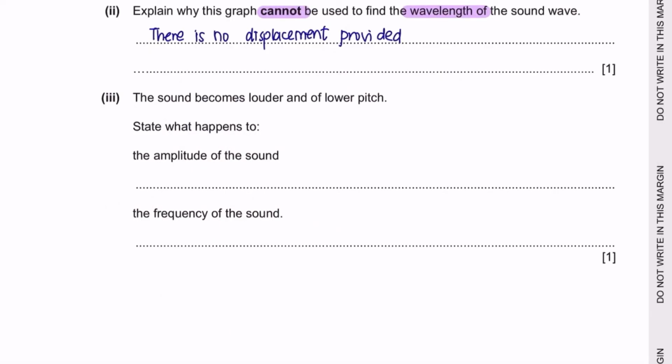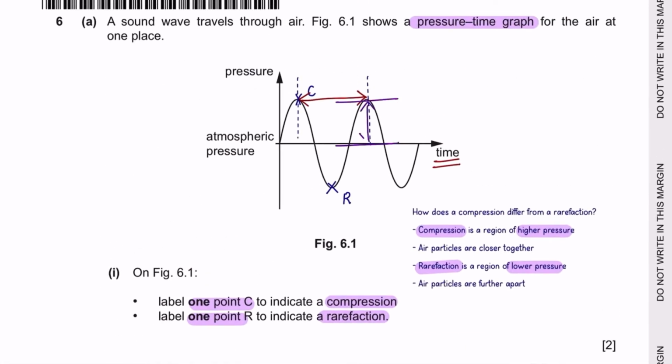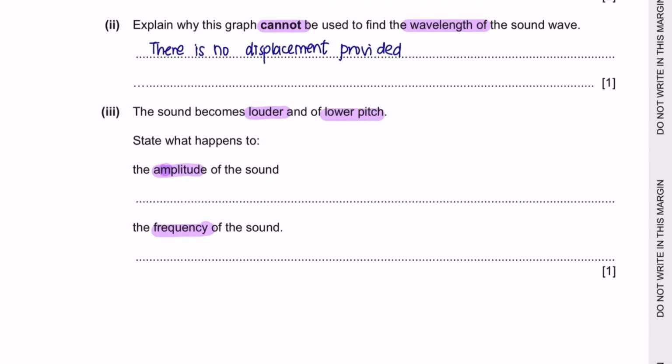Next, part 3, the sound becomes louder and lower pitch. See what happens to the amplitude and the frequency. Amplitude is the height of the wave. The bigger the height of the wave, the louder the sound would be. So if the sound becomes louder, it means that the amplitude increases.